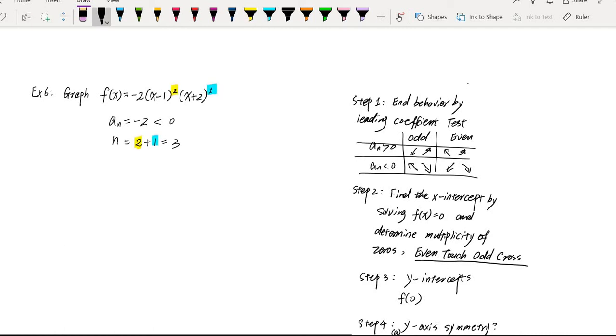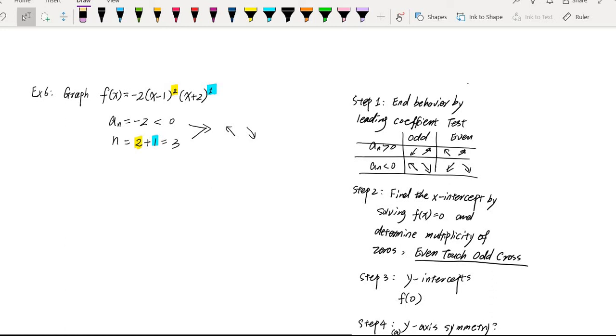So once we have this, we realize we're just going to match here. We have a is less than 0, okay, the second row, and then n is odd. That means we're going to produce something like this: rises left and falls on the right.